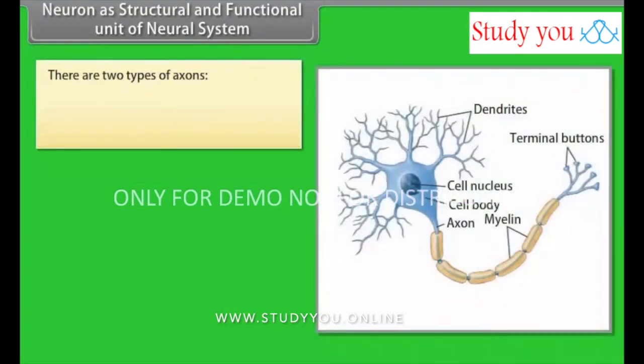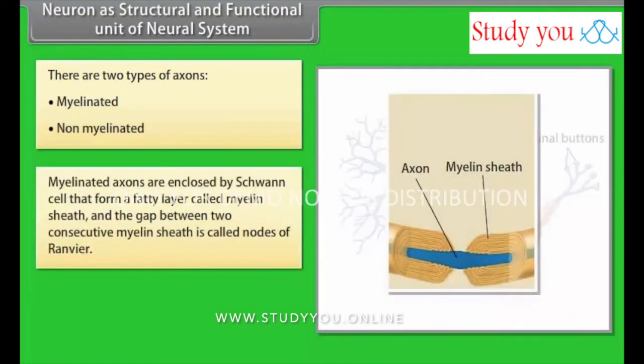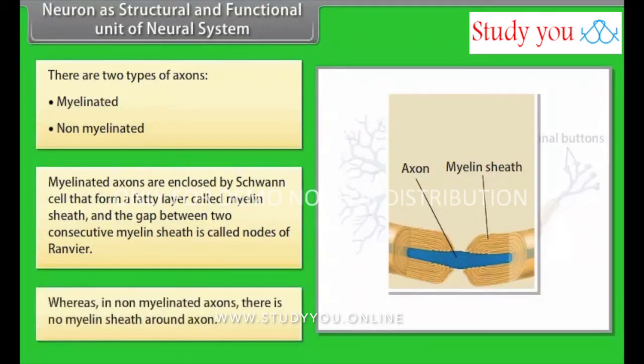There are two types of axons: myelinated and non-myelinated. Myelinated axons are enclosed by Schwann cells that form a fatty layer called myelin sheath, and the gap between two consecutive myelin sheaths is called nodes of Ranvier. Whereas in non-myelinated axons, there is no myelin sheath around axon.